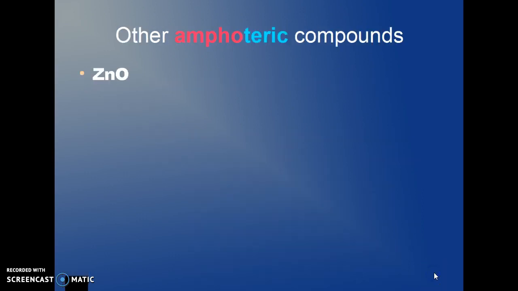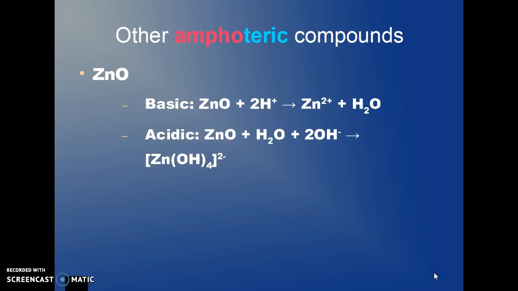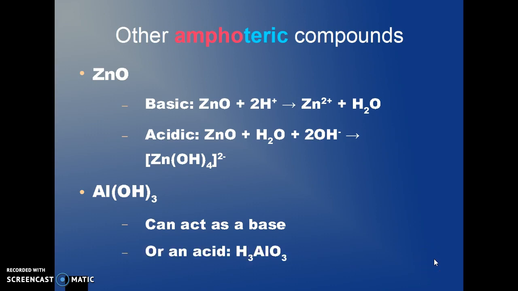Other amphoteric compounds, zinc oxide, basic and acidic reactions. Aluminum hydroxide can act as a base, of course, reacting with hydrochloric acid, for instance, or in your stomach, neutralizing the hydrochloric acid there. But it can also act as an acid, and in this case, the hydrogen ions would be attached to the aluminate AlO3 with a negative 3 charge ion.